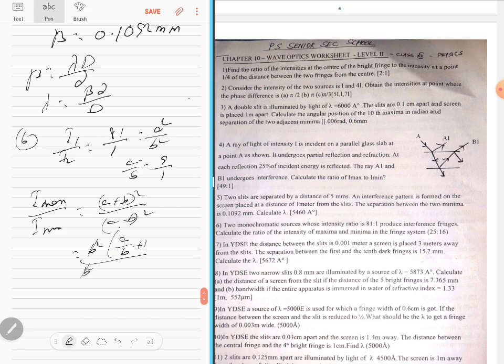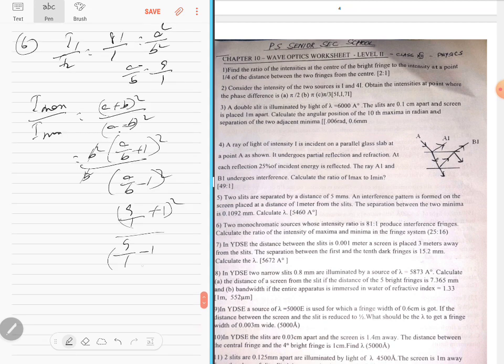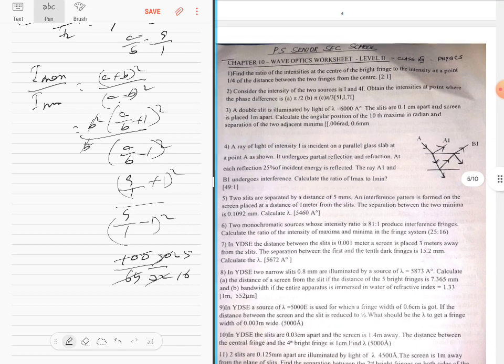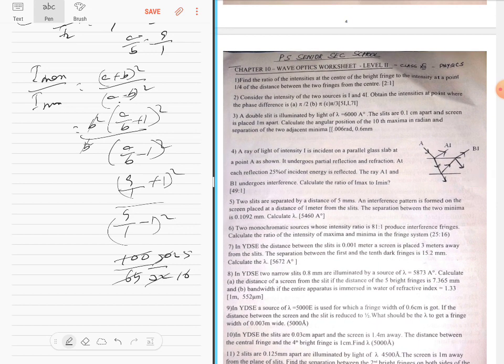So it will become (A by B plus 1) the whole square by (A by B minus 1) the whole square. (9 by 1 plus 1) the whole square by (9 by 1 minus 1) the whole square, which is 10 the whole square, and 10 the whole square is 100. This is 8 the whole square, 64. Cancelling, that itself is I max by I min. We just cancel it, and it will be 50 by 32 or 25 by 16. What is my answer here? What have they given here? 25 by 16. So it's done.